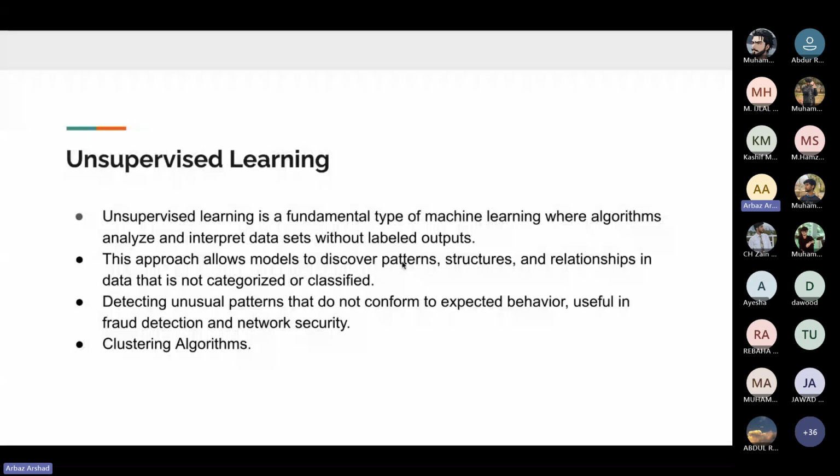Like from the previous example, we had three features: age, gender, and smoking status. Those three features will be present in unsupervised learning as well. But the dependent variable, the disease, we don't have here. So it is about detecting unusual patterns that do not conform to expected behavior, where the data is not marked properly.